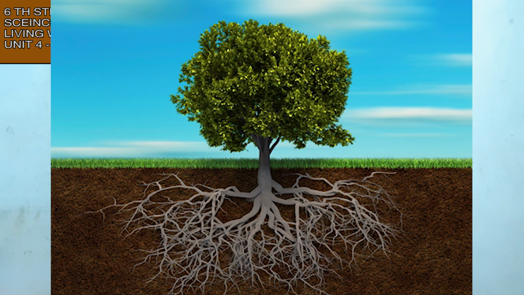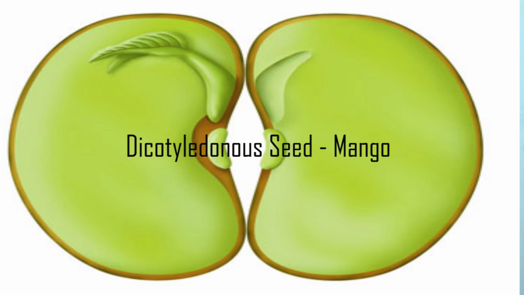Tap roots are mostly present in dicotyledon plants. An example of a dicotyledon plant is the neem tree. If you open the neem seed, you can divide the seed into two equal halves. It has two cotyledons, so it is called a dicotyledon plant.